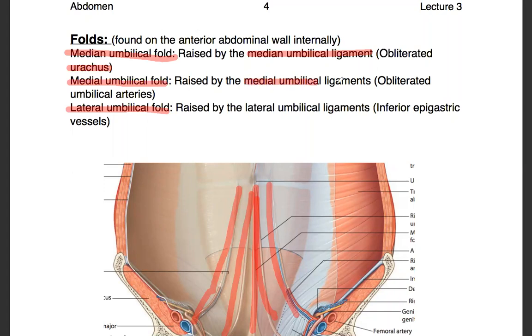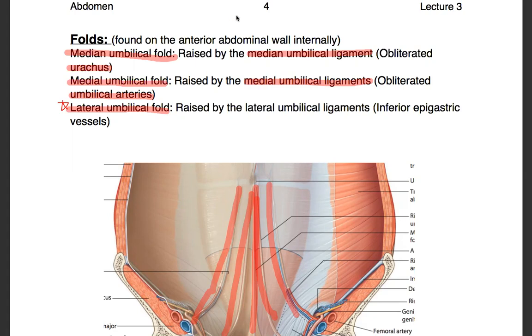The medial umbilical fold is formed by the medial umbilical ligament, the obliterated umbilical arteries. So we no longer use them. The lateral umbilical fold is usually the one that's important, and I would definitely recommend you remember this one.